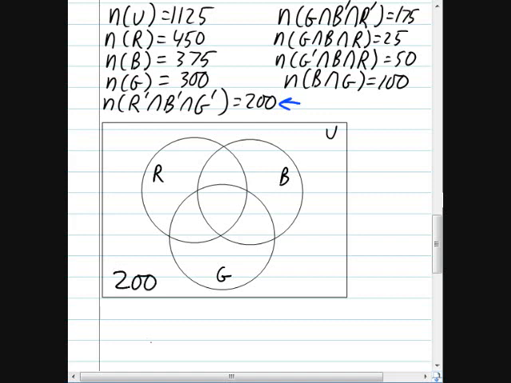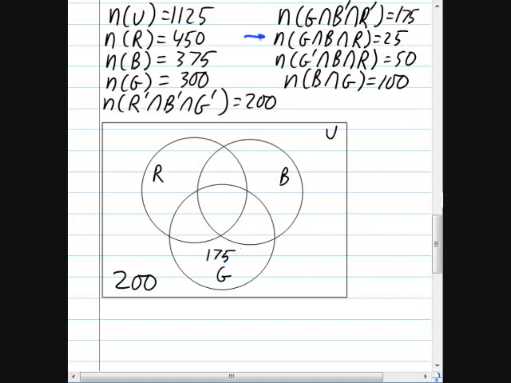That's the number of people who don't like any of the colors. So they're in the universal set, but they're outside of the three sets. Next, we have this piece of information, which tells us that the number of people in G and not B and not R is 175. So they're in the set G, but they're outside of B and R. And that's 175 people. If we shaded that region of the Venn diagram, we would shade this region, which is why we filled the 175 into that region.